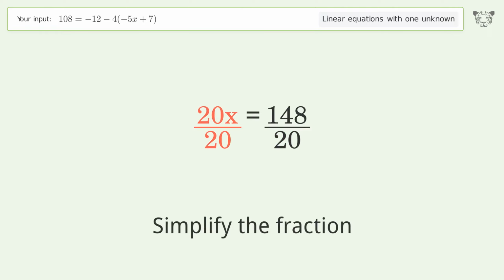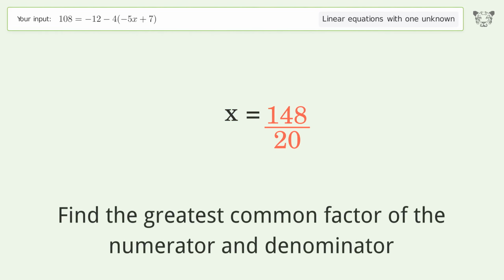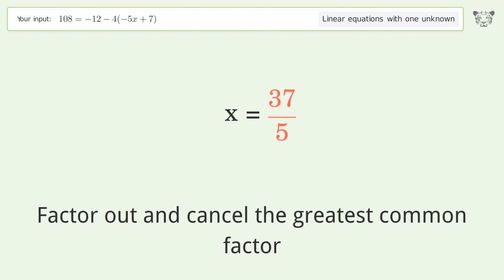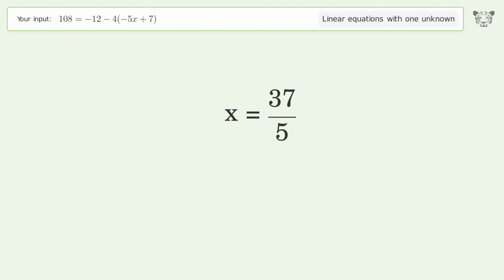Simplify the fraction. Find the greatest common factor of the numerator and denominator. Factor out and cancel the greatest common factor. And so the final result is x equals 37/5.